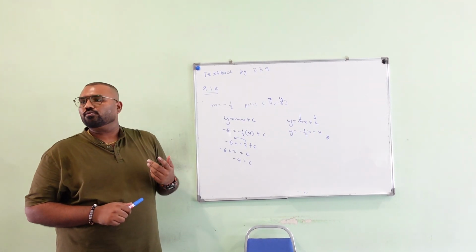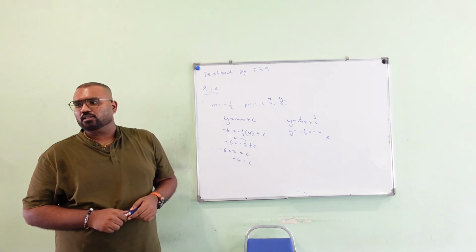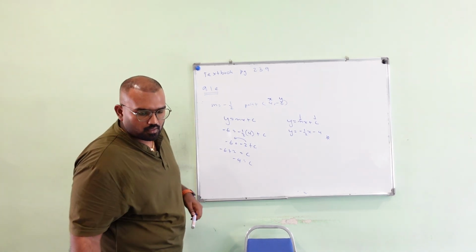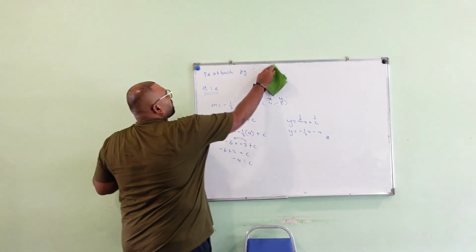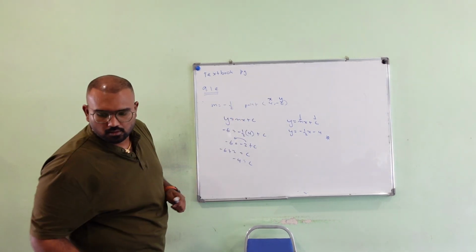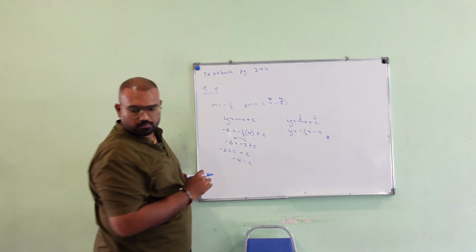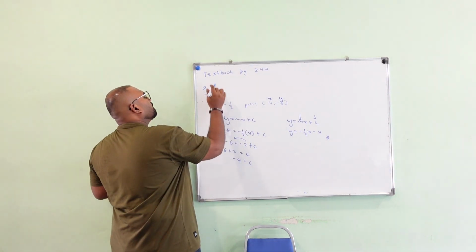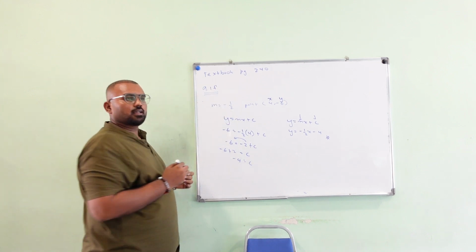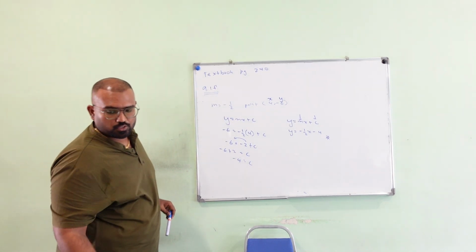What if you don't have the gradient? So that one is on the next page. Okay, open the next page. Okay, next page we look at page number 240. Page 240 and then 9.1f. 9.1f. Clear?